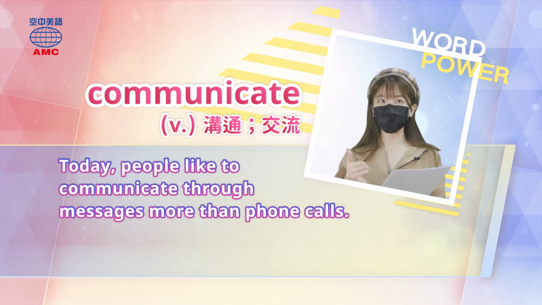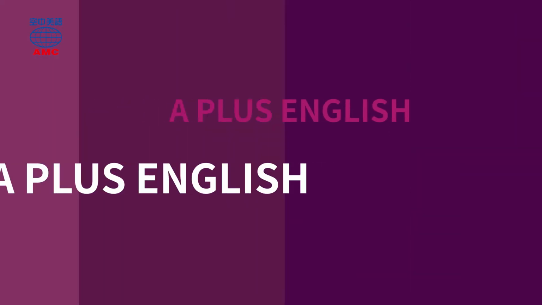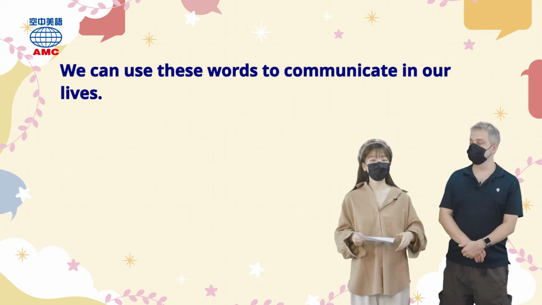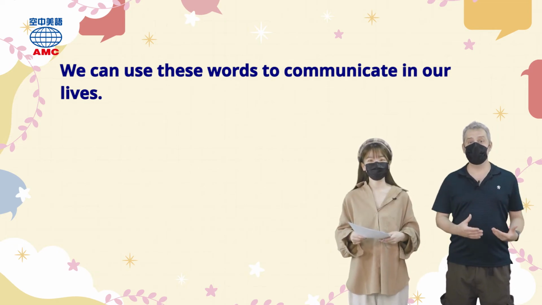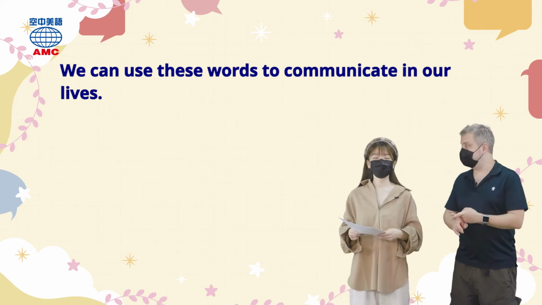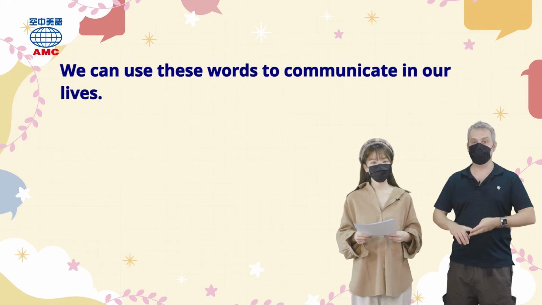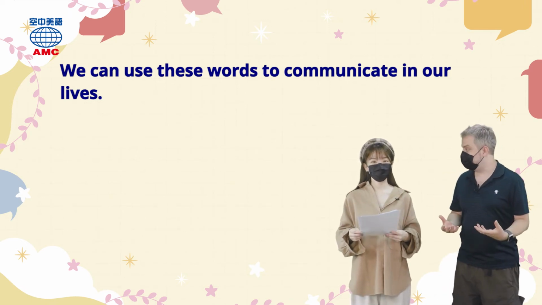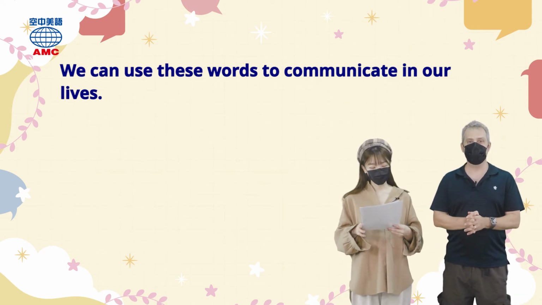我们再看另外一个课文例句。Today, people like to communicate through messages more than phone calls. 现今人们比起讲电话比较喜欢打字，比较快。所以这些 language contact 出来的字，我们可以拿来日常生活中交流。So we could also say there are lots of ways to communicate: speaking, messaging, emails, video calls, writing letters, sign language, emoji, line stickers. 超多。There are so many ways to communicate.